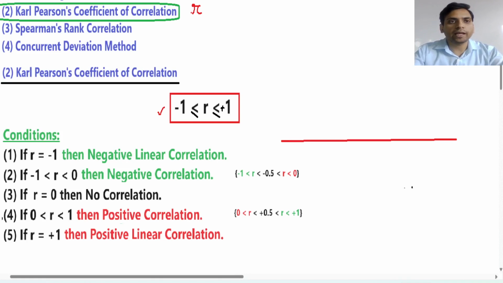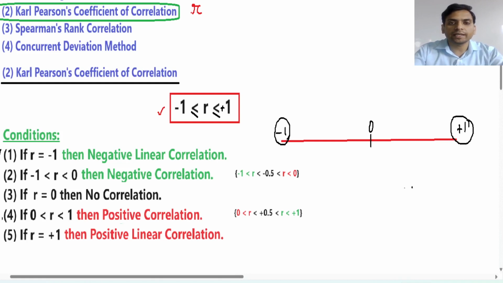So this is the number line, this is the starting value -1, and this is the last value +1, and between them is 0. So there are 5 conditions, in which the first condition is when r equals exactly -1, and the last condition is when r is equal to exactly +1.